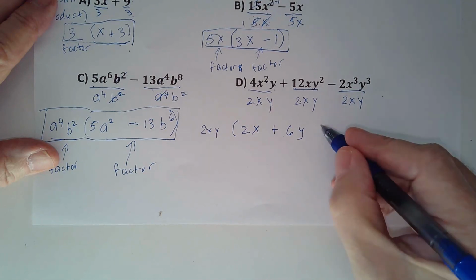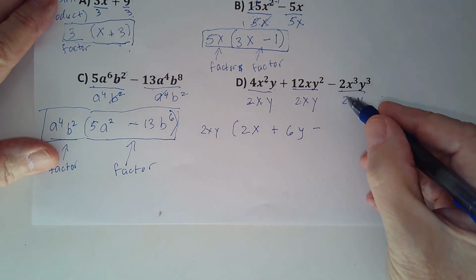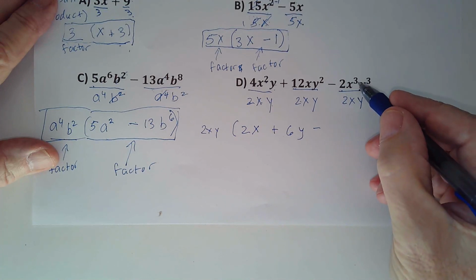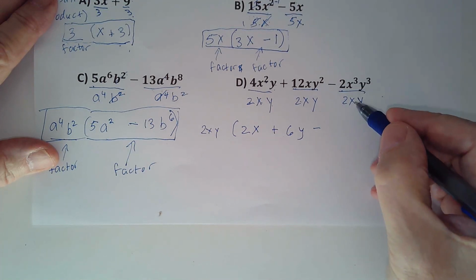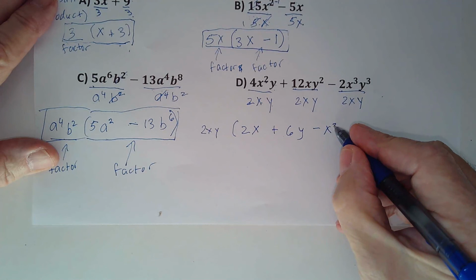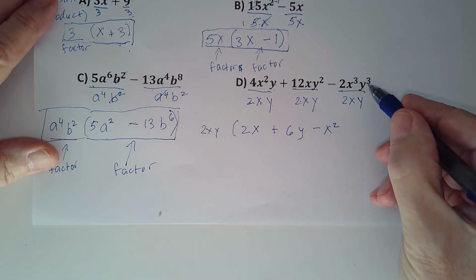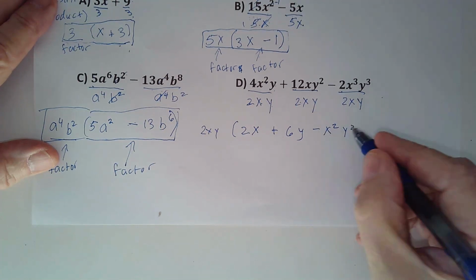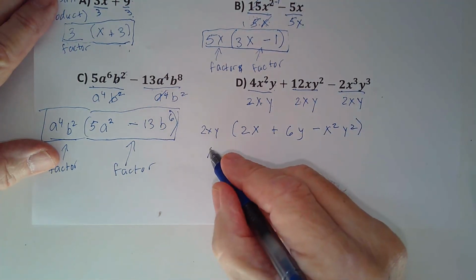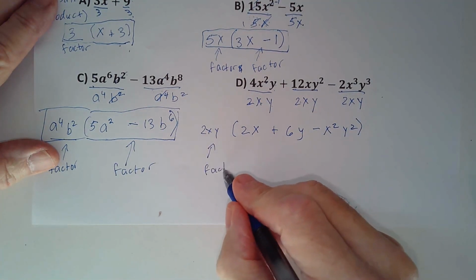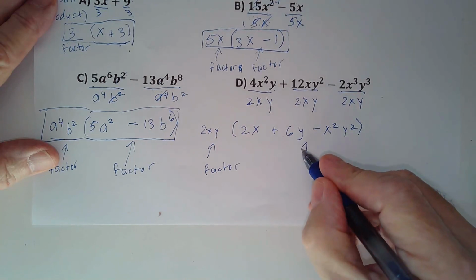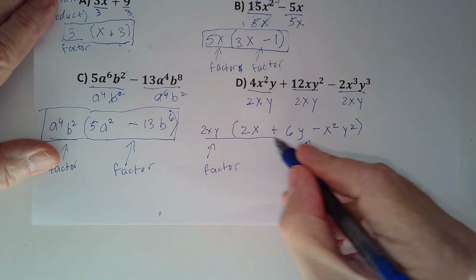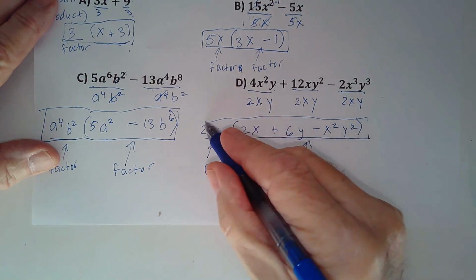All right, and then let's see. 2 divided by 2 is 1. I've got the subtraction sign in front of it. X cubed divided by x is x to the 2. And y cubed divided by y is y squared. So that's the rest of it. These are the two factors. So this is the factored result.